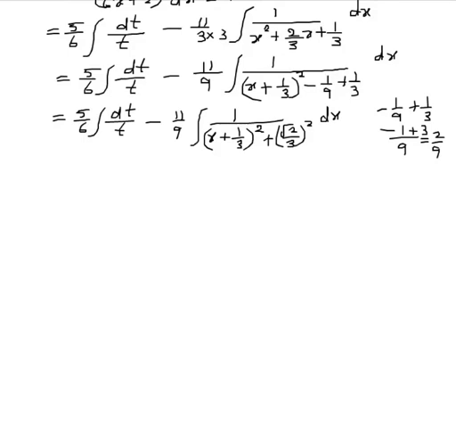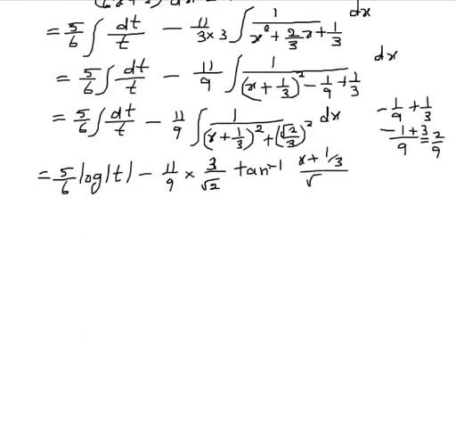So 1 by x square plus a square formula, which is 1 by a tan inverse of x by a. Therefore 5 by 6 log of absolute value of t, minus 11 by 9, 1 by a. A is root 2 by 3. Tan inverse of x by a, and plus c.